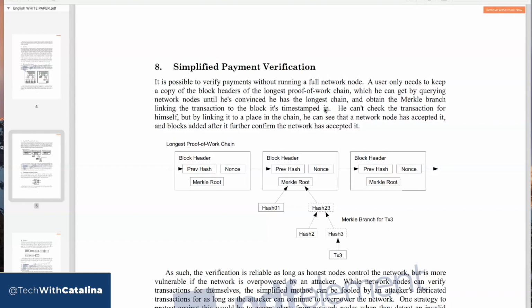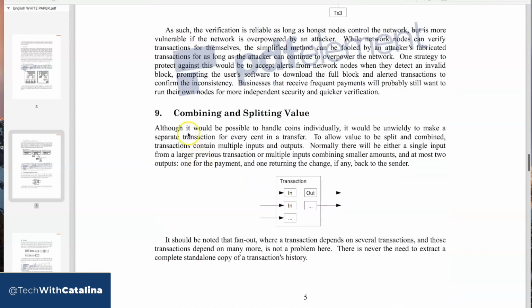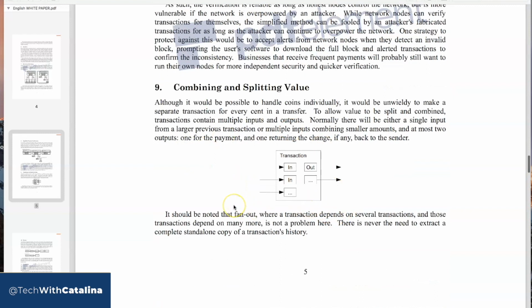Basically, what you need is the block header of all the blockchain. That's the only information you need in order to verify payments. Okay, so this simplified payment verification is a type of system or strategy that some nodes use in order to do certain activities in the Bitcoin network. That's it, okay? So the conclusion is that you don't need to run a full node to do certain activities in the network, okay?